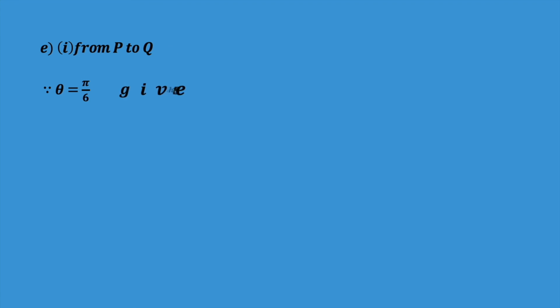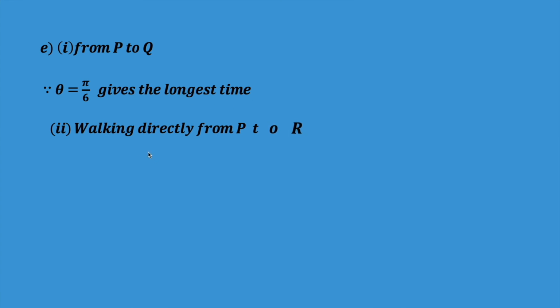E part. From P to Q, theta equal to pi by 6 gives the longest time, because we wanted to calculate the longest time. And if we walk directly from P to R, that will be the shortest time.